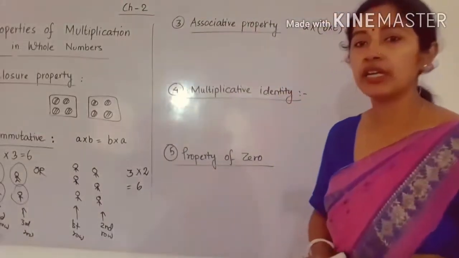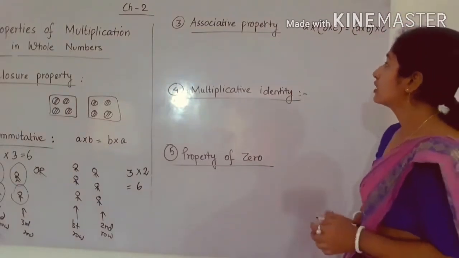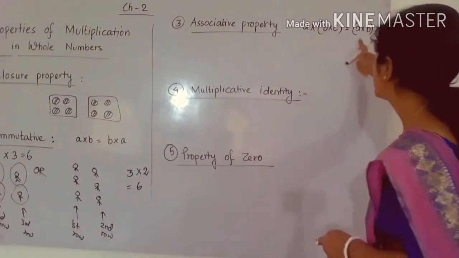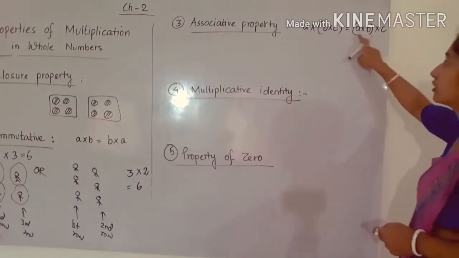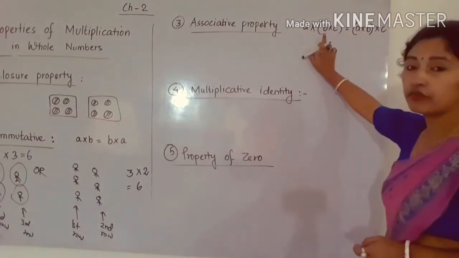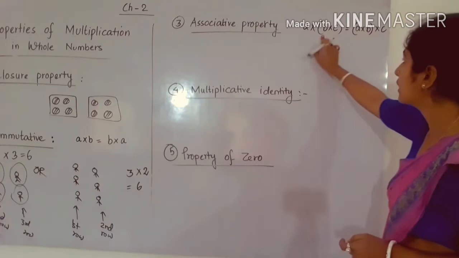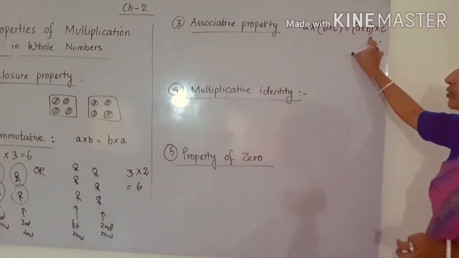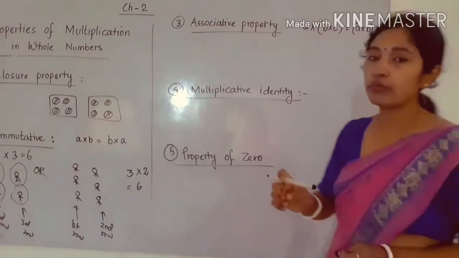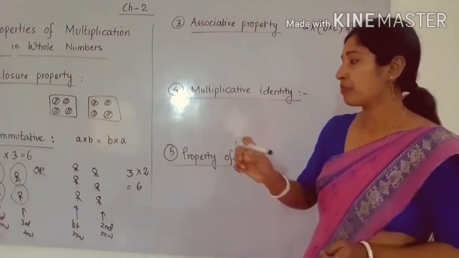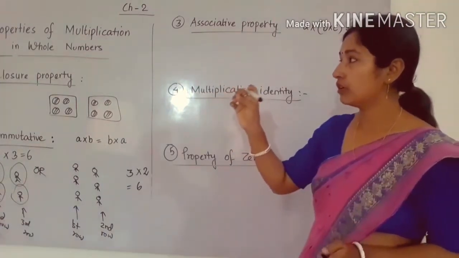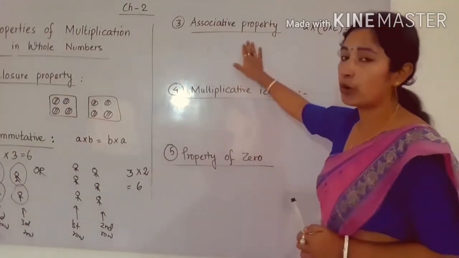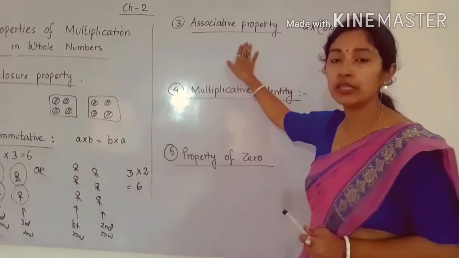So the next property is associative property. In associative property, we have to check that this value is equal to this value or not. On the left hand side, we have taken B into C in bracket, but on the right hand side, A and B are in bracket. So already I told you in my last class that if commutative property is satisfied, then associative property also holds true in that case.